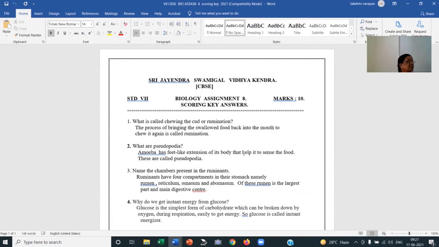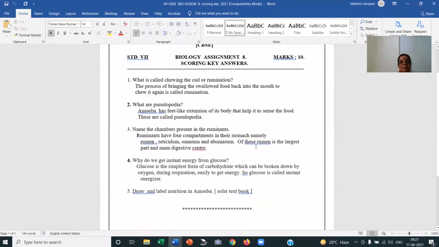Right? Then what are pseudopodia? The amoeba has feet-like extensions of its body that help it to sense the food. These are called pseudopodia. Then name the chambers present in the ruminants.